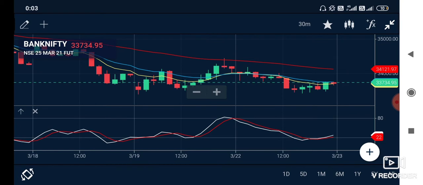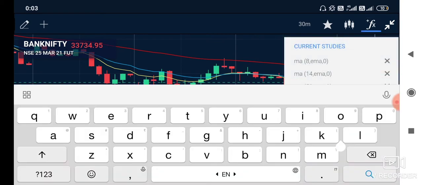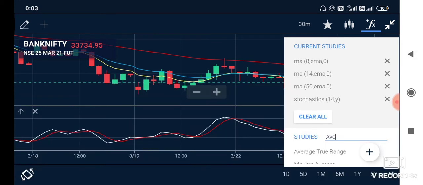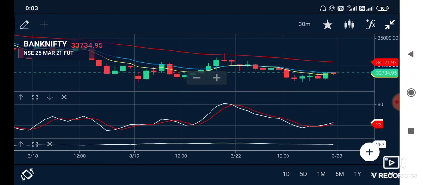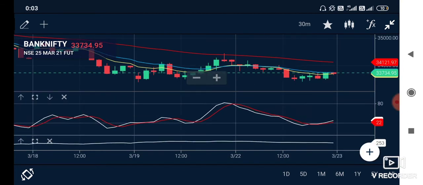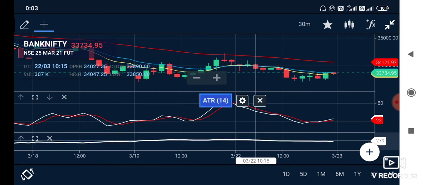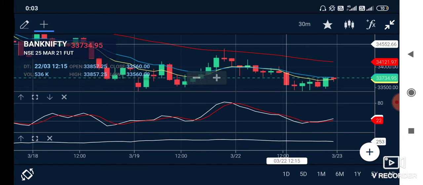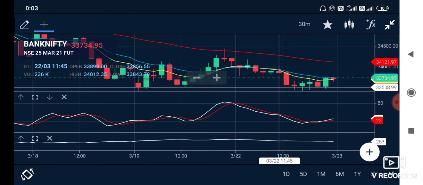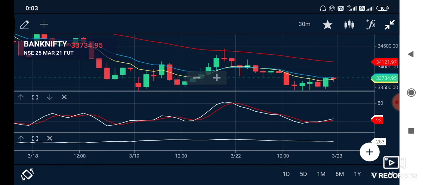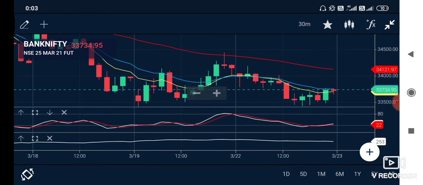Then the next indicator that we are going to use is ATR, that's average true range. We just click on it, and you can see that a line has come up right over here. So this is our average true range line. We'll explain what the strategy looks like, and also show you a couple of backtests so that you can understand the strategy completely.